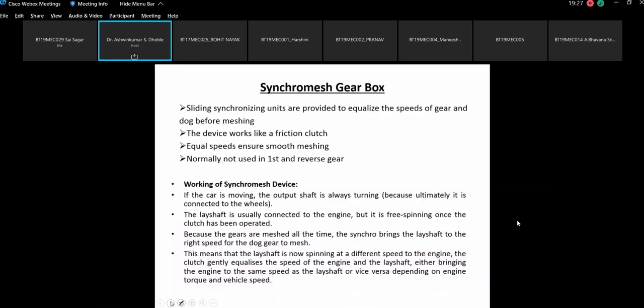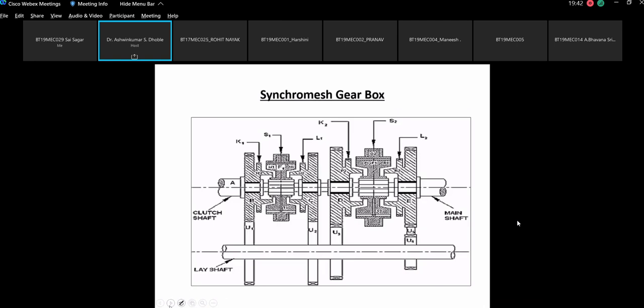Okay, now synchro mesh gearbox. The sliding synchronizing units are provided to equalize the speed of the gear and the dog clutch. This we have seen yesterday. Now working of the synchro mesh device, this we have also seen, so will not get into it.